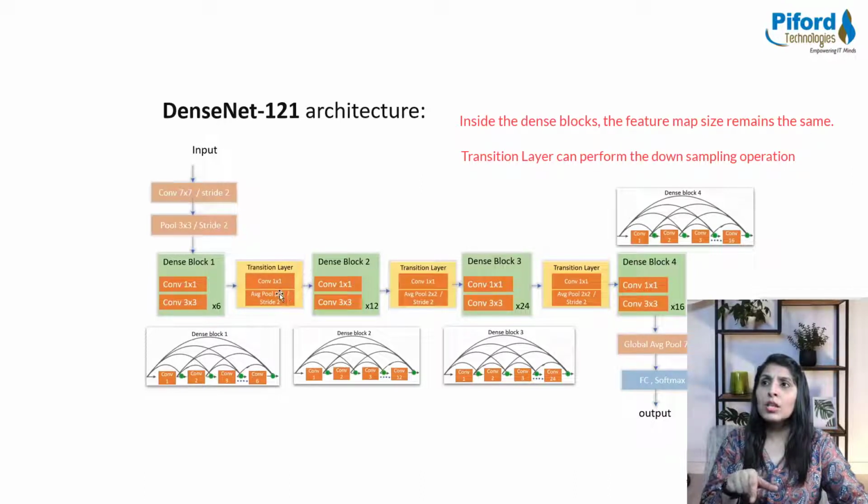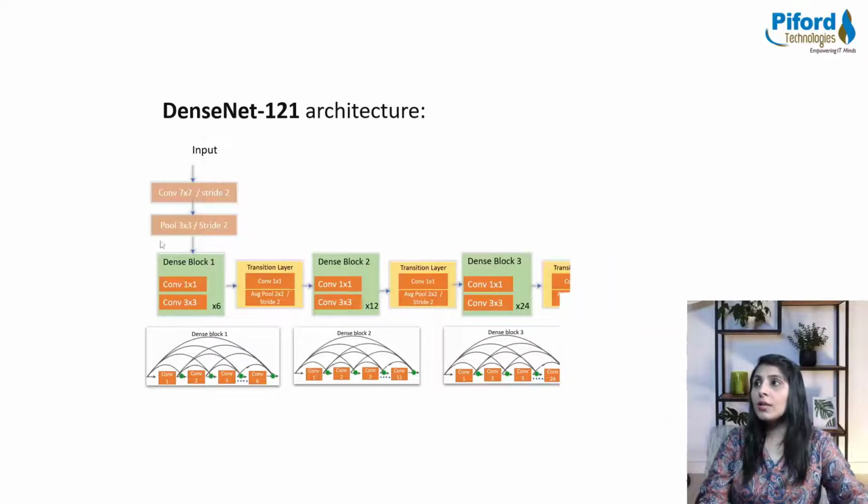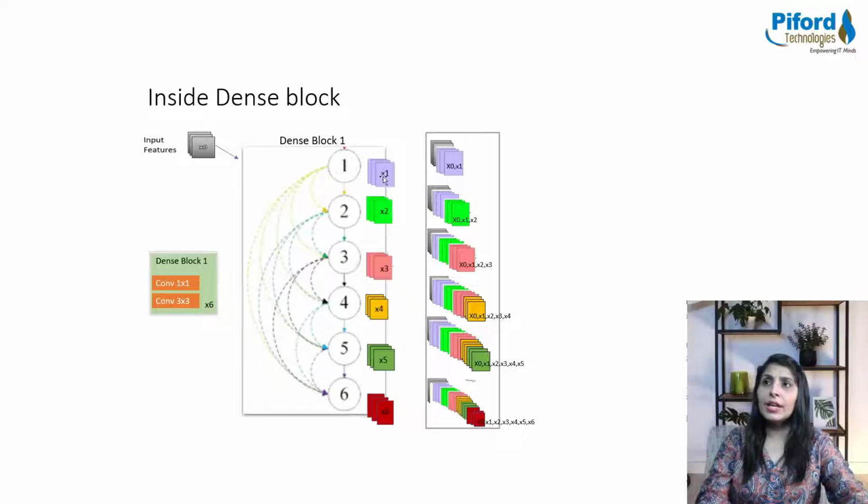After performing downsampling, those features will go to dense block 2. This is dense block 2. Here we have 12 convolutional layers, which means here we have 6 layers.